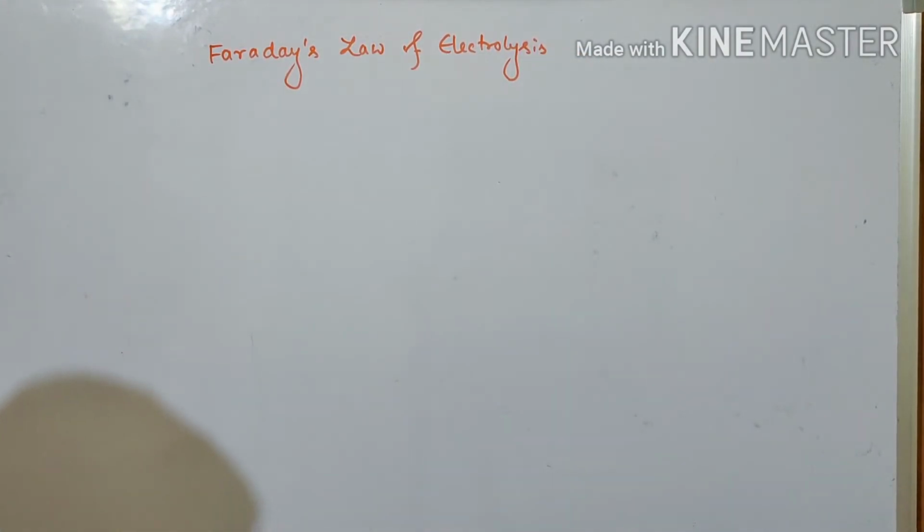Faraday's law of electrolysis. There are two laws, as I have told you already. He performed a huge number of experiments during that time, 1833 and 34. So it's a very ancient case actually, and he has given two laws. The first law is like this.